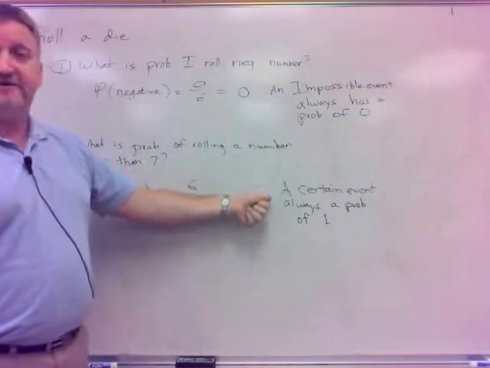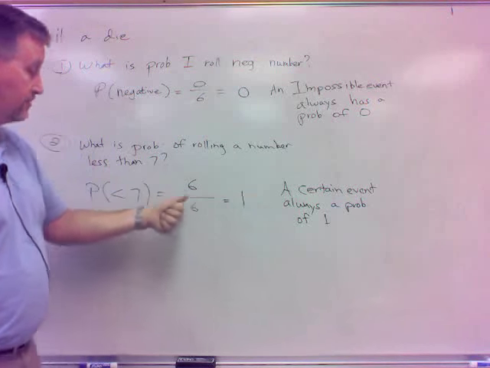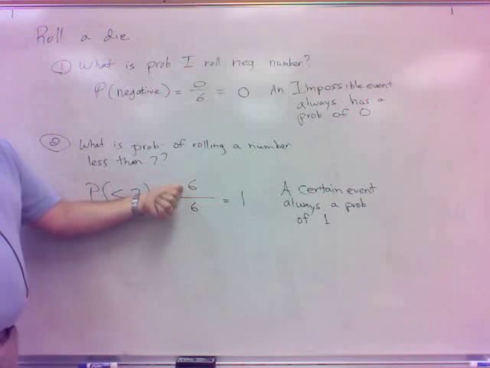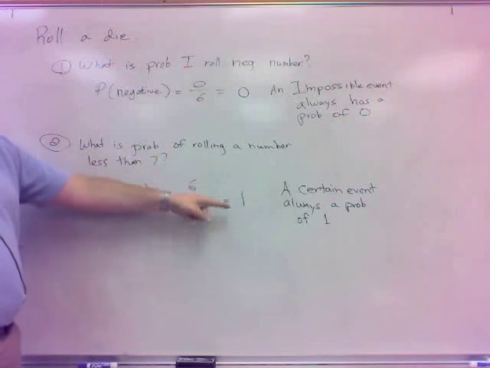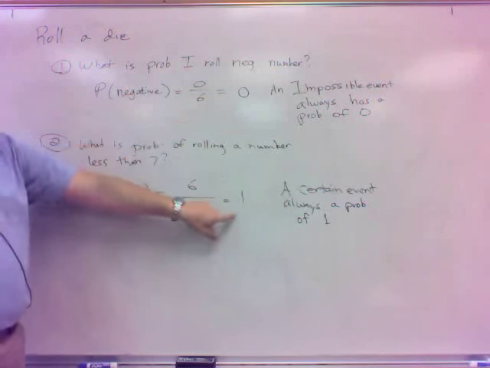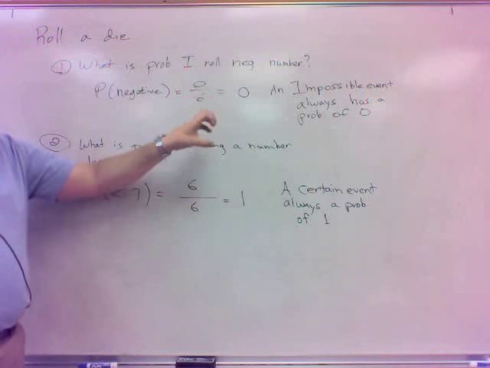Can I get any better than this? Can I go higher than 1? No, because, think about this one, I can't go any higher than 6 here, can I? I can't get any more possibilities than 6. So this is the highest number I can get. This is the lowest number in probability I can get. This is the highest number I can get. All the other probabilities fall somewhere between them.